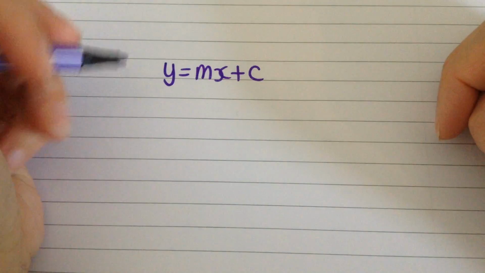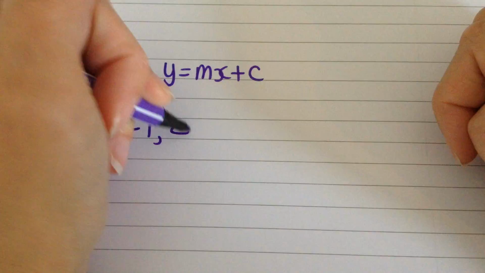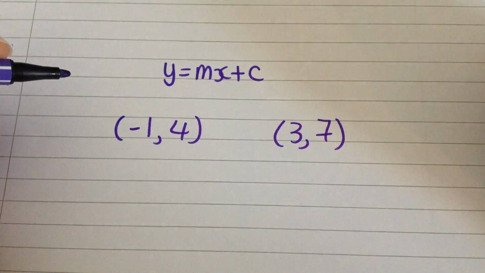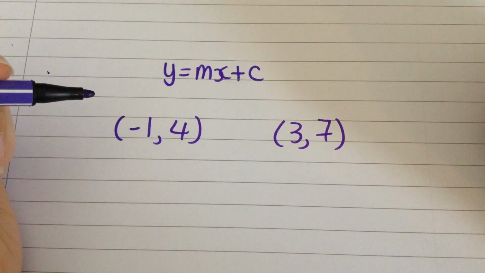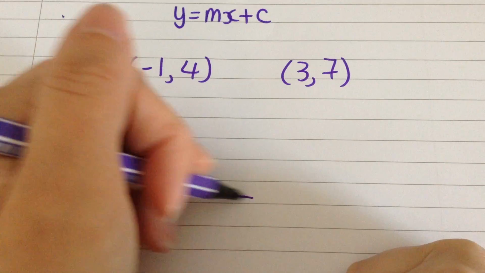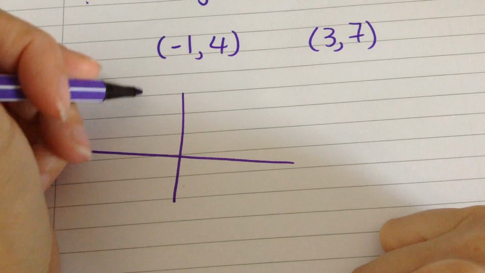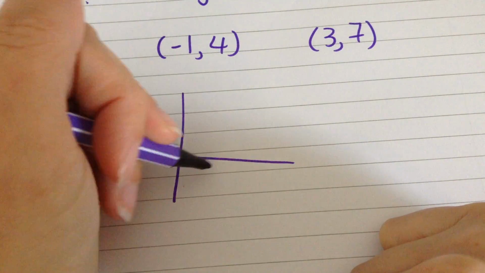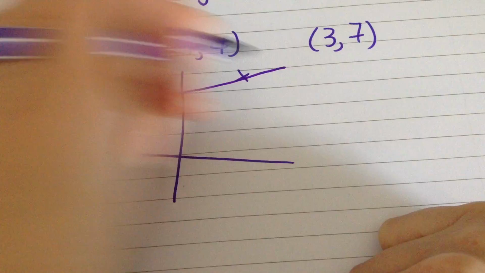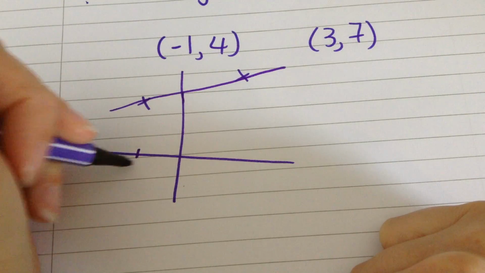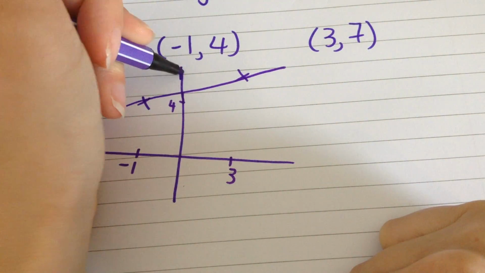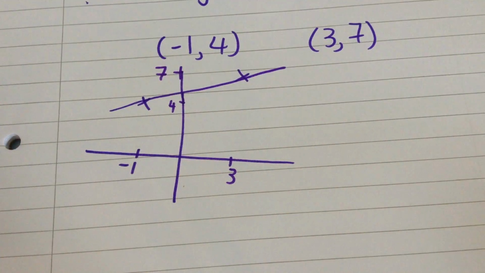Let's start with, say you've got 2 points, let's say it's -1, 4 and 3, 7, something like this, and you wanted to find the equation of the line that goes between those 2 points. I would always suggest that you draw a little bit of a sketch first. -1, 4 is like there, and 3, 7 is like there. So we want this line here, -1, 4, 3, 7. Obviously it's not to scale.